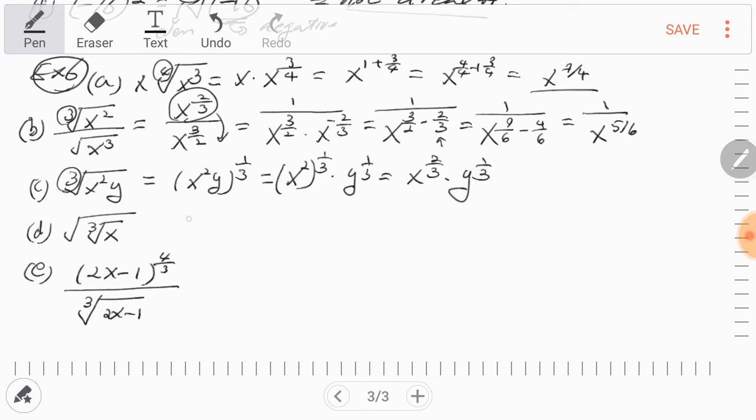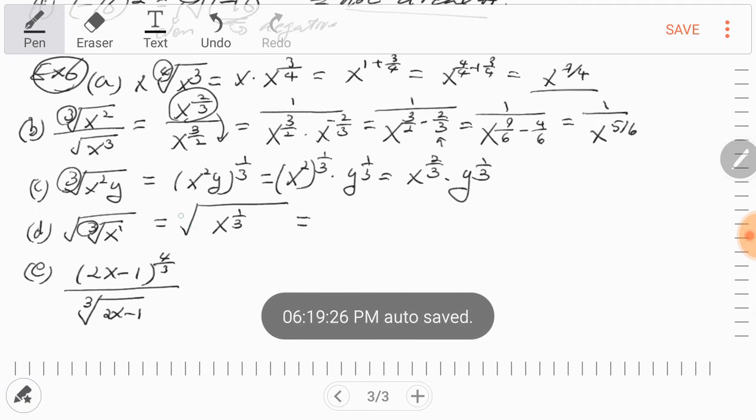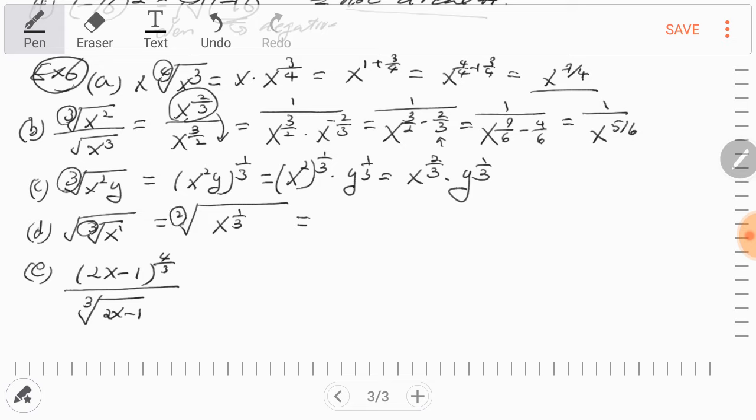Okay, next one. In this case, there is a radical symbol inside the radical. So let's simplify the radical inside. Then the cube root of x will be x to the what? 1 over 3, because this 3 goes to the denominator of the exponent 1. And then this is a square root. So we can make x to the 1/3 power raised to the what? 1/2.